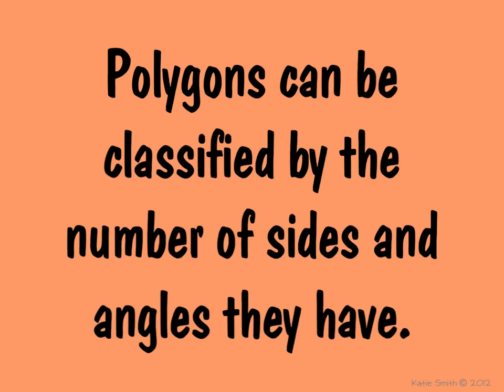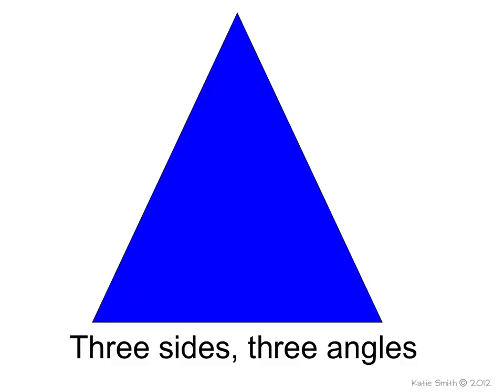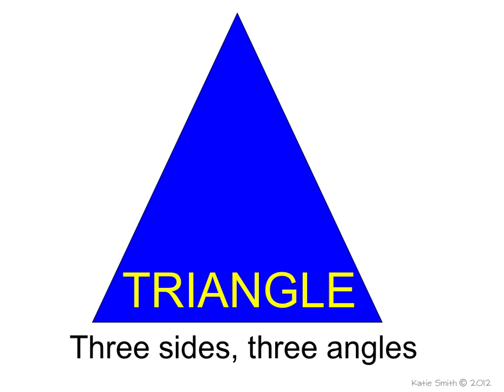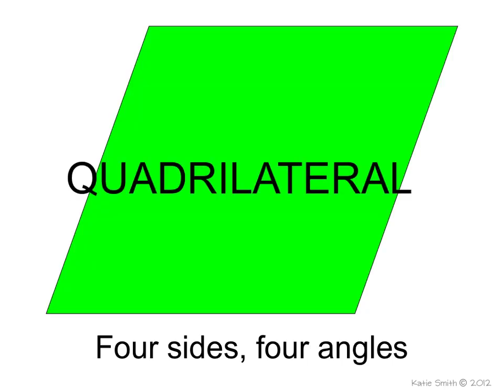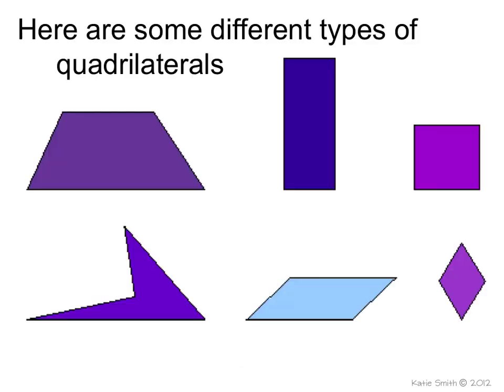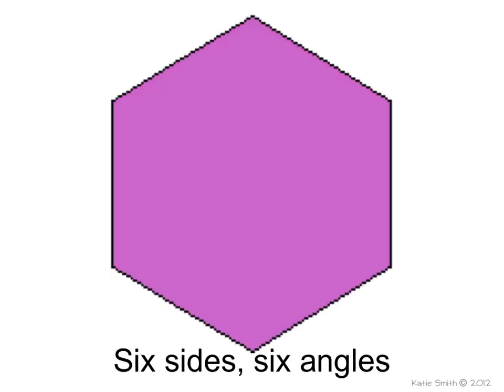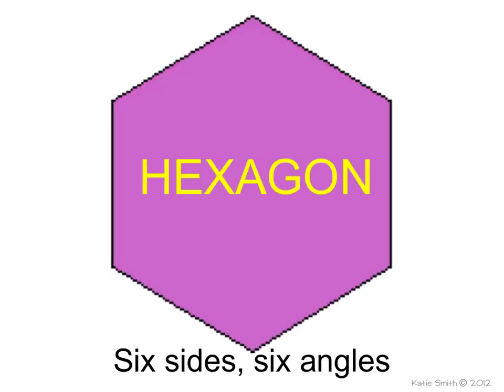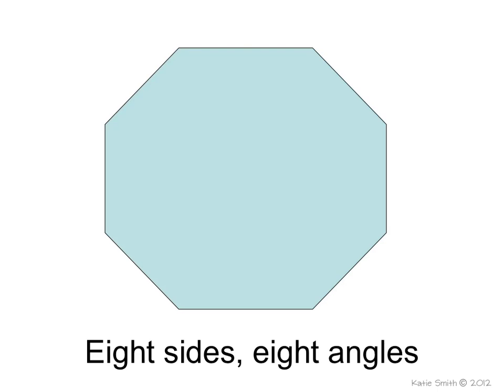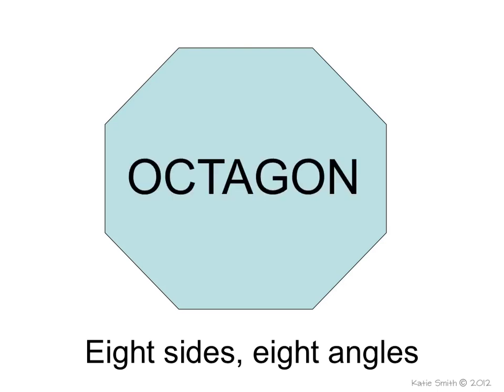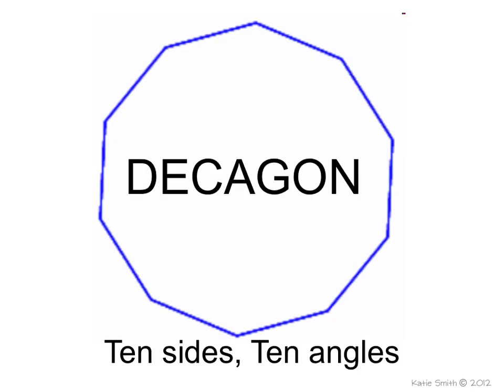Okay, polygons can be classified by the number of sides and angles they have. So you saw earlier 3 sides, 3 angles. This would be the triangle, tri for 3. 4 sides, 4 angles. That's the quadrilateral. Quad means 4, lateral means the side. Okay, 5 sides, 5 angles, pentagon. 6 sides, 6 angles, hexagon. 8, you saw these already, octagon. Decagon, there's 10 sides to this one.